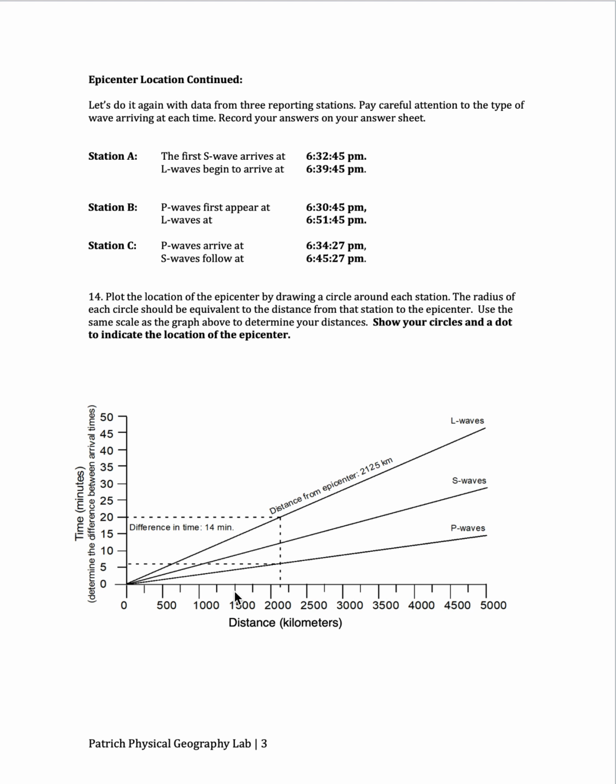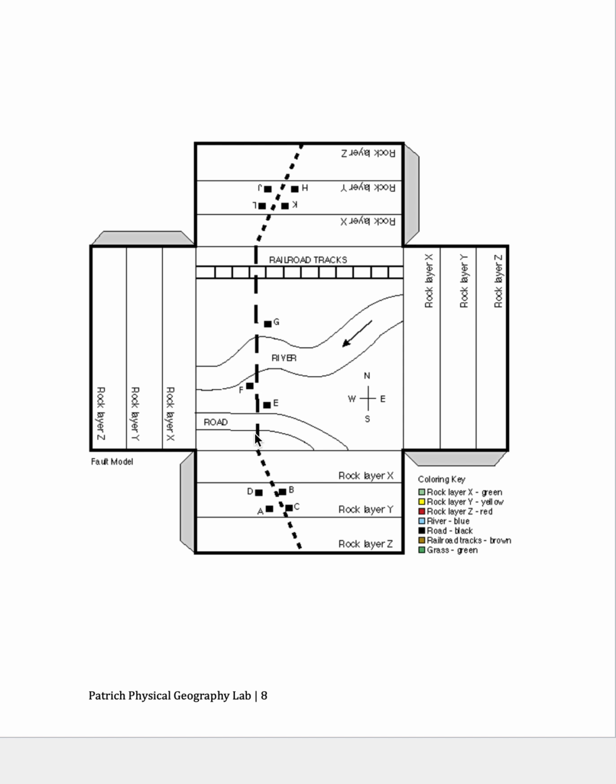The next step is modeling faults. So I'm going to scroll all the way down to the end, and here we have a very simplistic model. You color it, you then use these, you fold it up, it makes a box. These gray tabs get glued along the side, so you create a box. Then you cut along this dash line. This dash line represents a fault line. Once you have that, now you have two halves to this box.